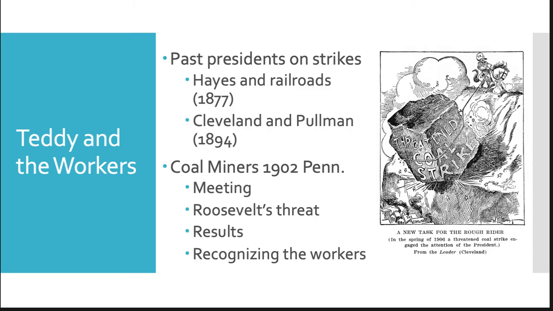President Hayes does it with the railroads in the Great Railroad Strike of 1877 when he sends in federal troops to break up the strike. Grover Cleveland did it with the Pullman strike when he again sends in federal troops to stop the strike in 1894. So we have a history of the federal government falling on the side of big business, again, because the government wanted to allow the economy to continue to grow.